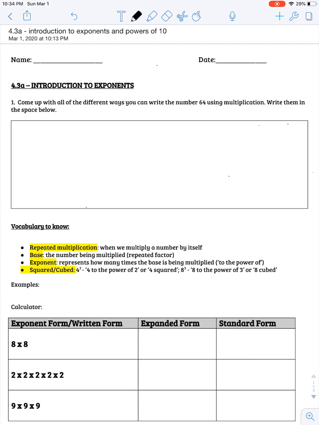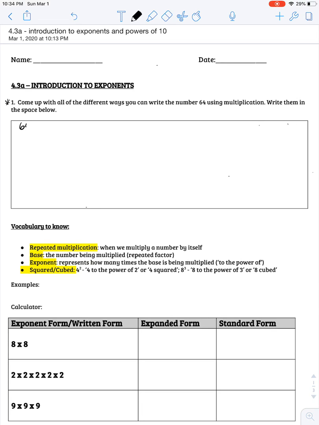So what we're going to do is backtrack and look at the specific math behind how exponent form is used. What I'd like you to do is focus on number 1 here on the sheet. It says to come up with all of the different ways you can write the number 64 using multiplication, and write them in the space below. Some things to think about, perhaps think of all of the different arrays of 64 or come up with different factor trees. And if you want to pause it now and come up with all those different ways and then resume the recording when you're finished, I encourage you to do so now. So I'm going to continue.